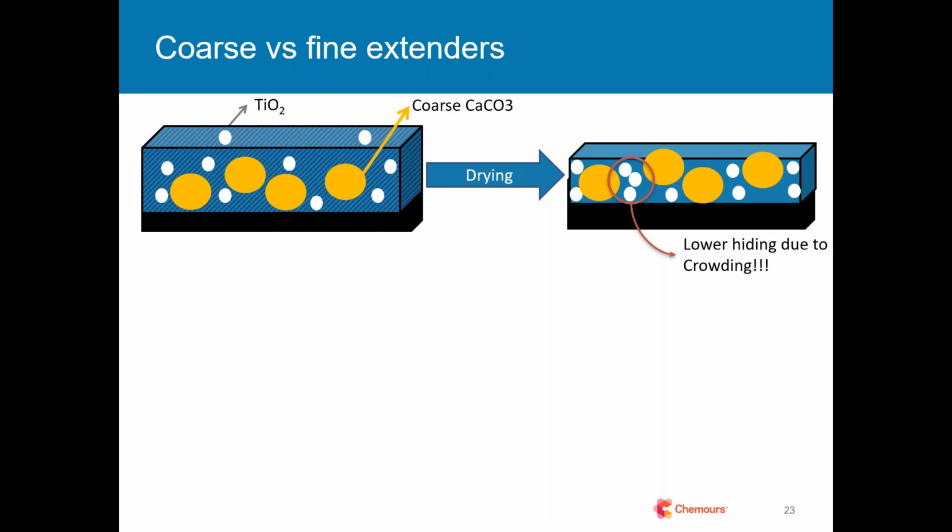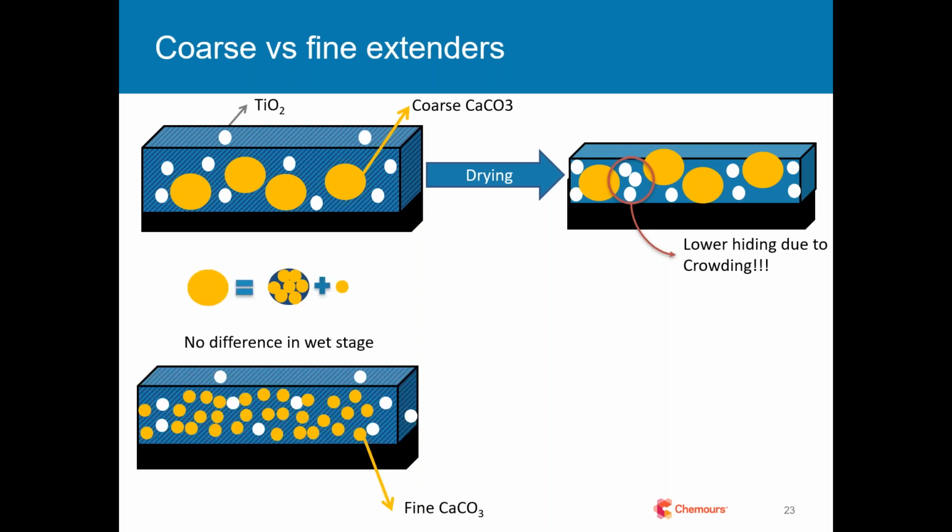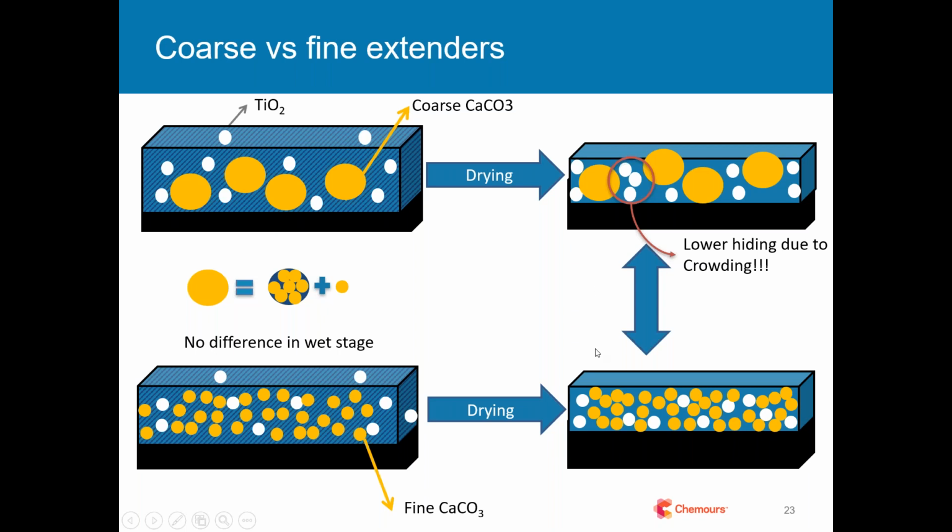If we now replace the coarse calcium carbonate with a fine calcium carbonate, and we do it in such a way that we replace an equal volume of coarse calcium carbonate by the same volume of the fine calcium carbonate, we end up in a completely different situation. We have the same volume of calcium carbonate, the same amount of titanium dioxide particles. In the wet stage, very good spacing, as was here. But now in the dry stage, the titanium dioxide particles have much more freedom to pick an arbitrary place. And so there is a bigger chance for having a better spaced titanium dioxide.